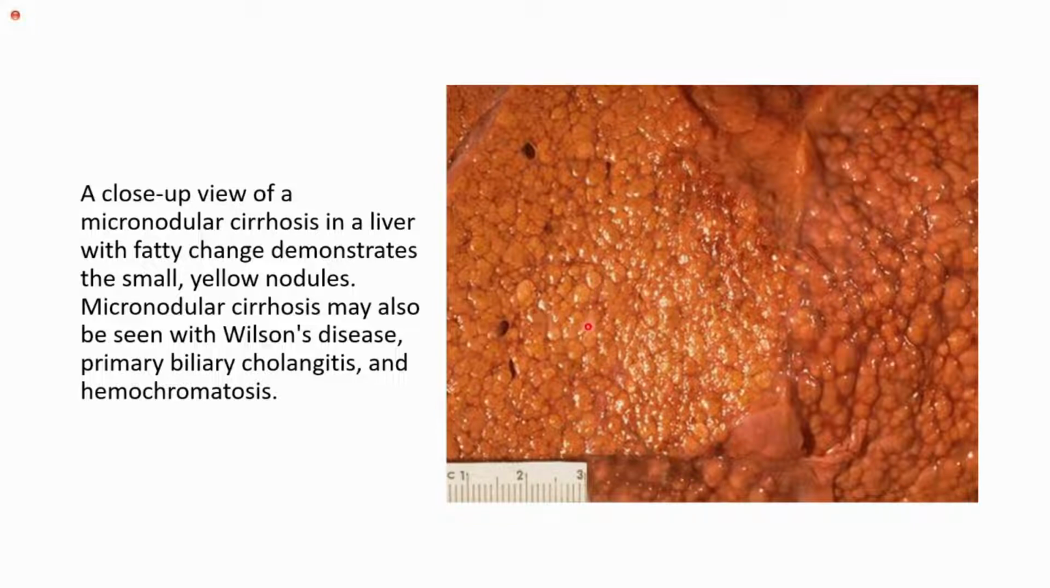Micronodular cirrhosis, other etiological factors other than the alcoholic intake or alcoholism is primary biliary cholangitis and hemochromatosis with Wilson's disease.